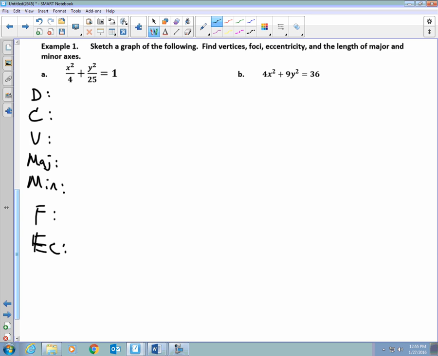Is this going to be stretched more in the x direction or the y direction? How come? The bigger number is sitting under y, so therefore it's stretched more in the vertical direction. Okay, so it's stretched really up and down. What is the location of the center? 0, 0.